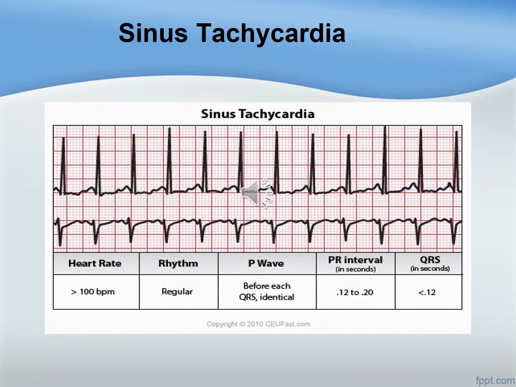If you count the R waves in this strip, you have 12. Then you multiply 12 times 10, because it's a 10-second interval, which gives a rate of 120. So there's 120 beats per minute, which makes it tachycardia, and it's sinus because everything else is normal.